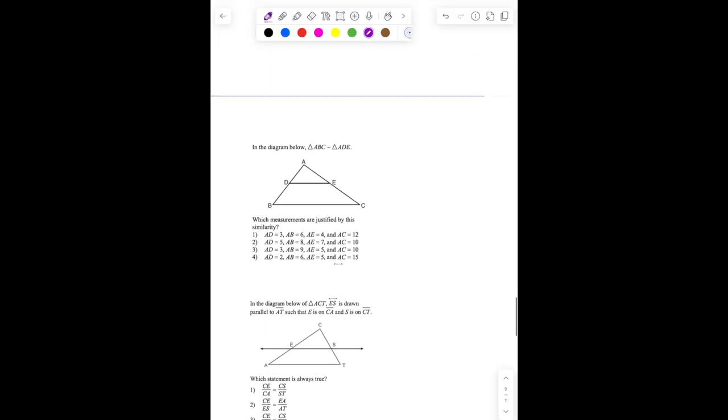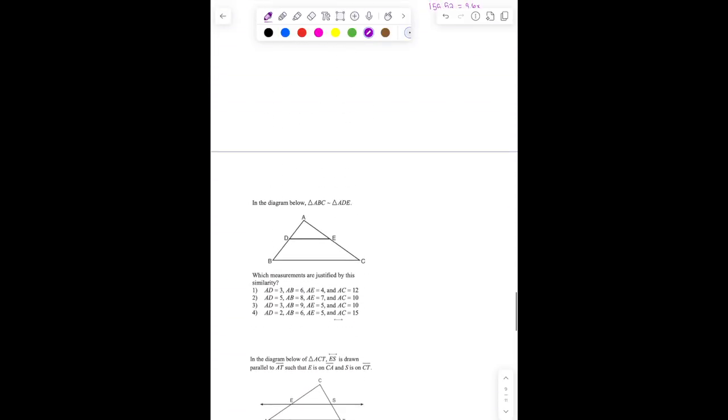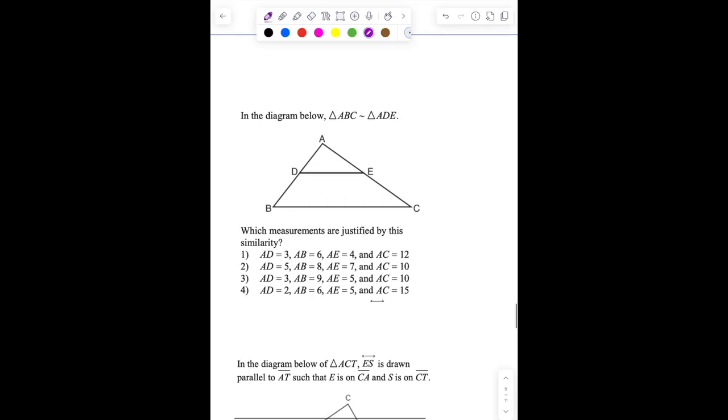A couple more questions left in this video, just a few more. We are told that the 2 triangles, the big one and the small one, are similar, and it's asking which measurements are justified by this similarity. So let's try out the answer choices. AD is 3, AB is 6, AE is 4, and AC is 12. Let's see if this is proportional. I'll just do 3 over 6, and let's see if it's equal to 4 over 12.